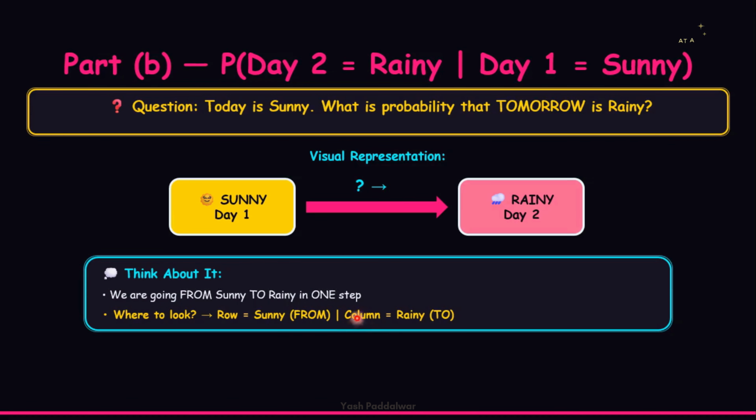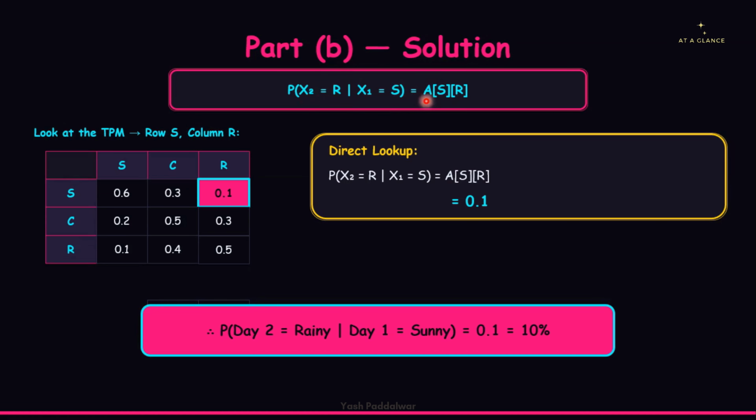So the solution will be what? Probability of rainy given sunny. That means the transition probability A of S, R, which means we need to look at the row S and the column R. This particular transition probability will be your answer. Now look at the transition probability matrix. On the row sunny and the column R of the sunny row, we have 0.1, right? So direct lookup, we get A of S, R as 0.1. So our probability of day 2 being rainy, given that day 1 is sunny, is 0.1, which means 10% chances are present. So I hope this particular section solution is also clear.